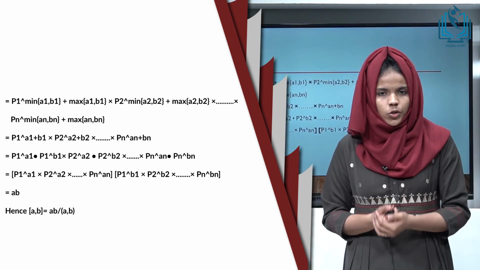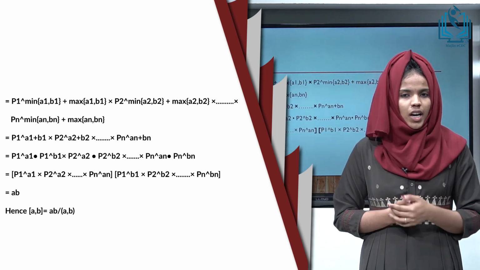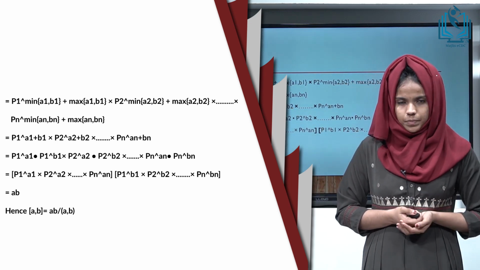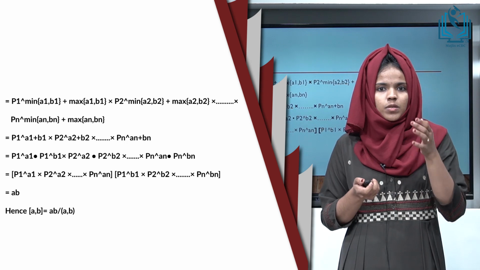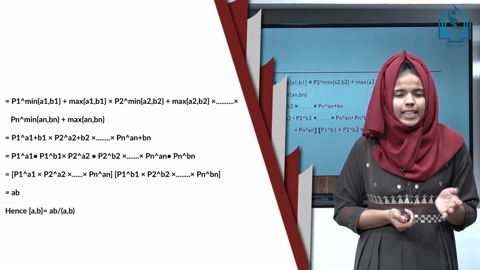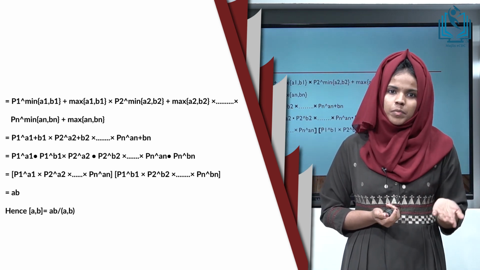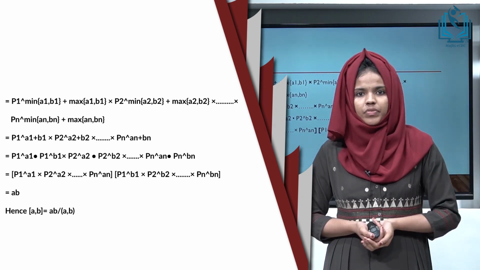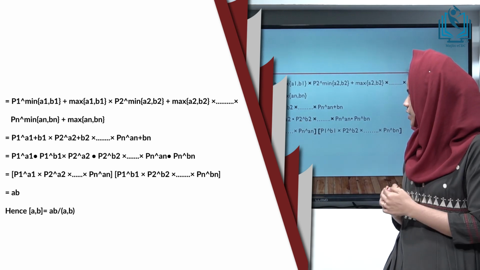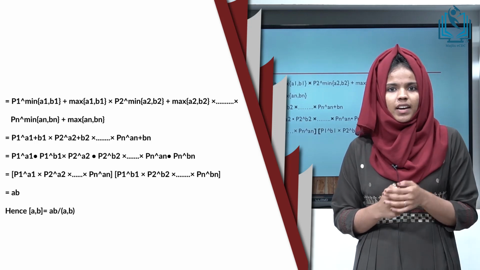We have already told that minimum of A1 and B1 is the small number among them, and the maximum of A1 and B1 is the large number among them. So, if the smallest number is A1, then the large number will be B1. That is, if the minimum is A1, then the maximum will be B1, or if the minimum is B1, then the maximum will be A1. So, we can write P1 raised to minimum of A1 and B1 plus maximum of A1 and B1 as P1 raised to A1 and B1.